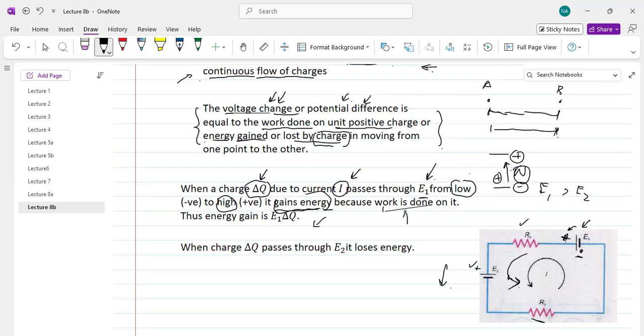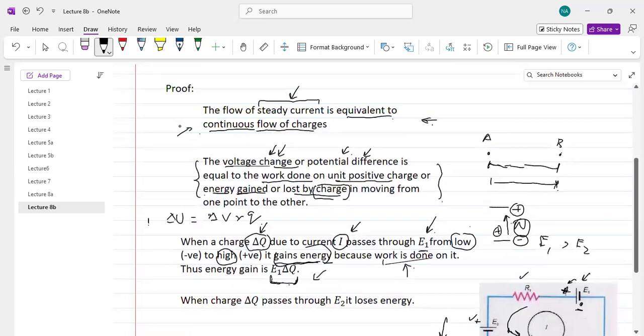And this energy is due to work done, as I have told you. So the gain in energy is E1 delta Q. This is again the same relation which I told you in the case of potential energy, that delta U is equal to the potential difference delta V multiplied by the charge moving between these two points. So the same concept is used here in the case of energy gain.